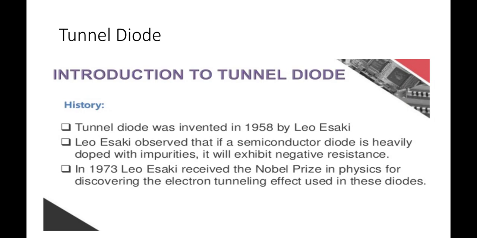But in a semiconductor diode or PN junction diode, even if the semiconductor material is heavily doped, the negative resistance is not there. So this negative resistance is not there in that semiconductor diode. To overcome this, Esaki invented the tunnel diode.